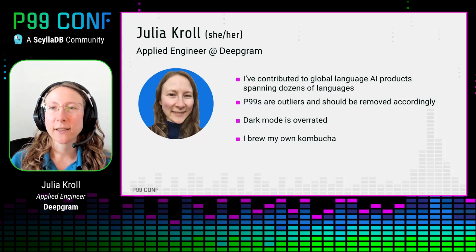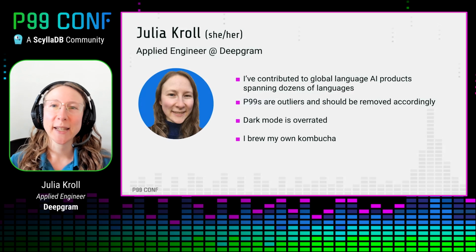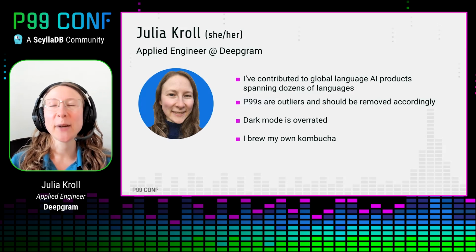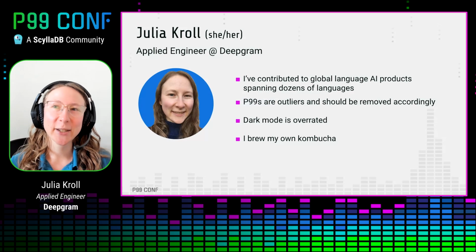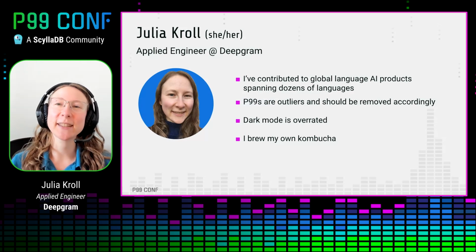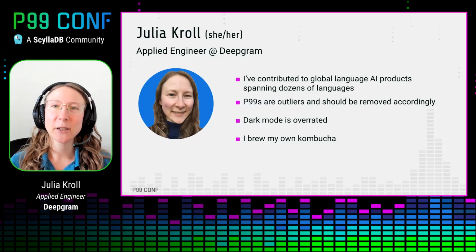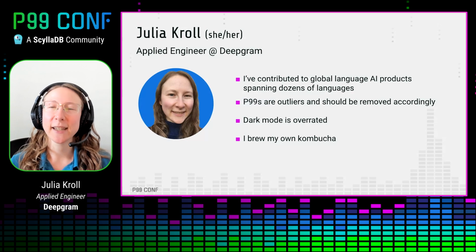Now, with a data science and machine learning background, a cheeky opinion on P99s is that they're outliers and should be removed accordingly. But I promise I won't do that in this presentation. We'll dive into those. An unpopular opinion that I have is that dark mode is overrated. I actually prefer Flux, which turns your entire screen orange so that you block out blue light. And another fun fact about me is that I brew my own kombucha. I have a gallon brewing right now.